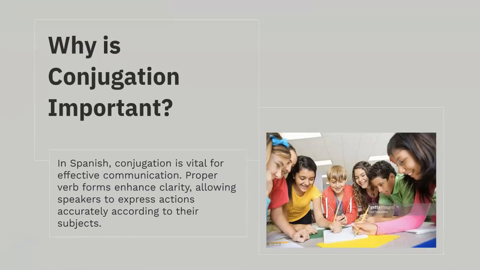So why is conjugation important? In Spanish, conjugation is vital for effective communication. Proper verb forms enhance clarity, allowing speakers to express their actions accurately according to their subjects. If we don't conjugate a verb, it will sound incorrect or weird, as when some people learning English don't say "you pour the milk" and instead say "pour the milk": it can sound different, or it's unclear who they're talking to or if it's a command.